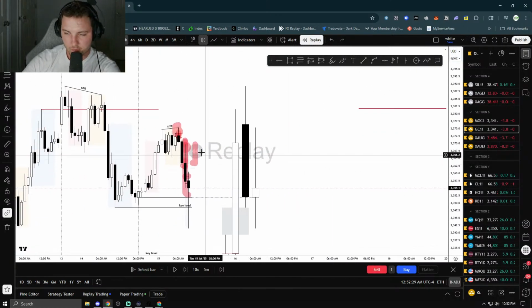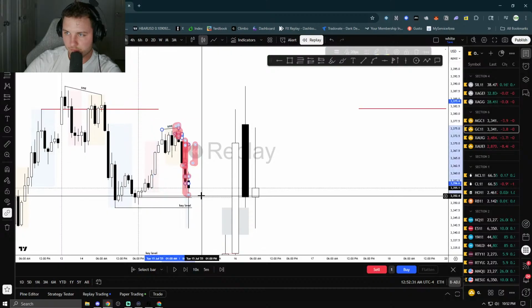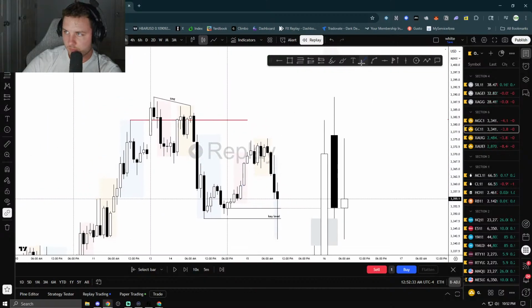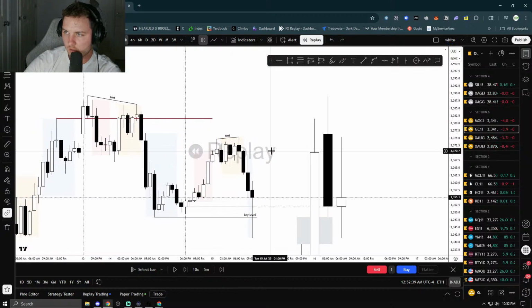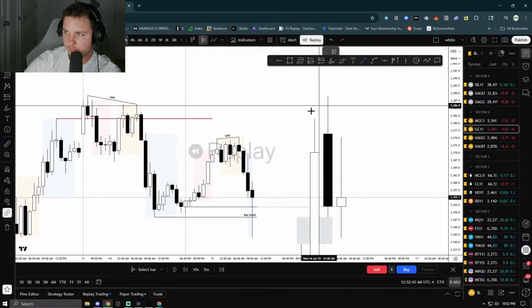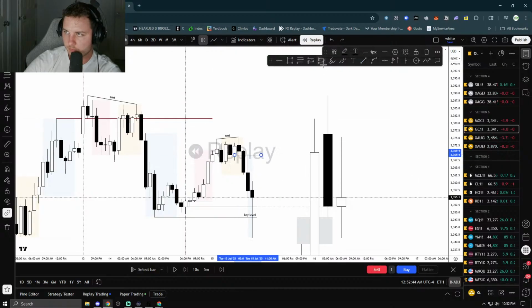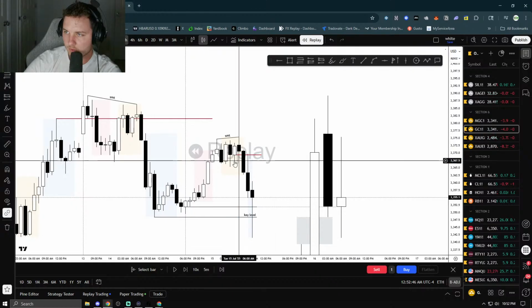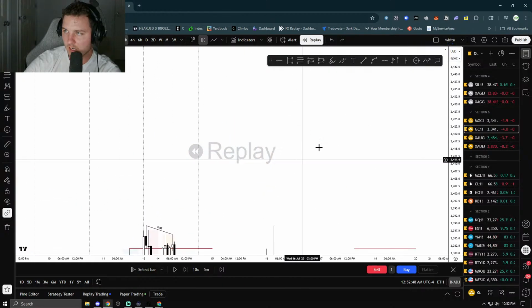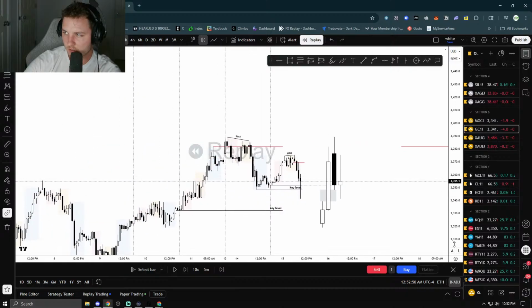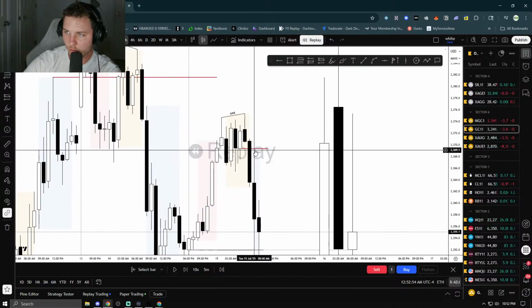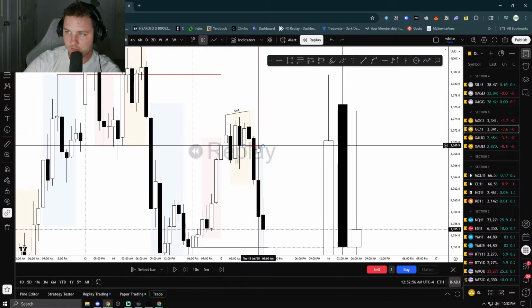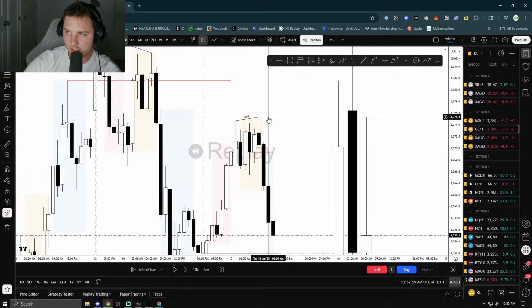Get rid of the hourly CISD. There's that high time. Fuck, I got rid of it. High time frame CISD, 8:30 opens high, taps the high time frame order block. SMT high of day.